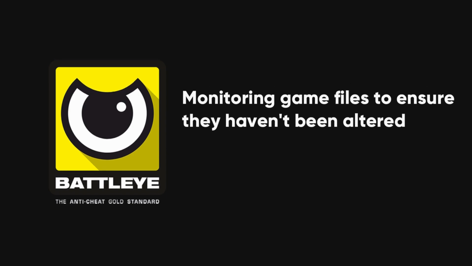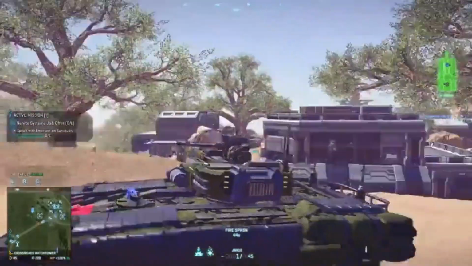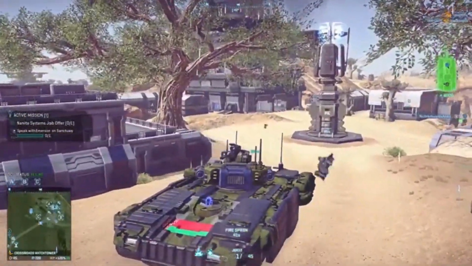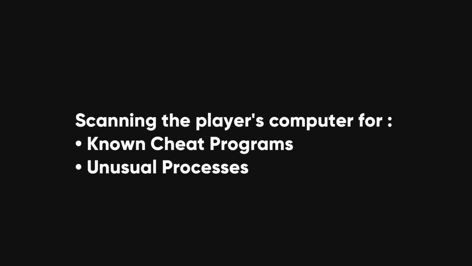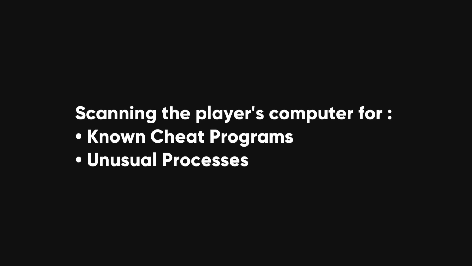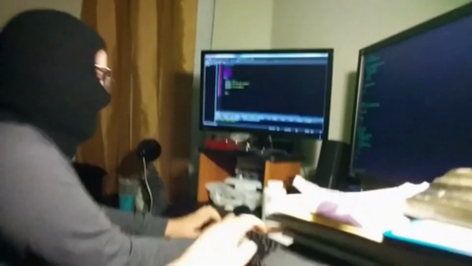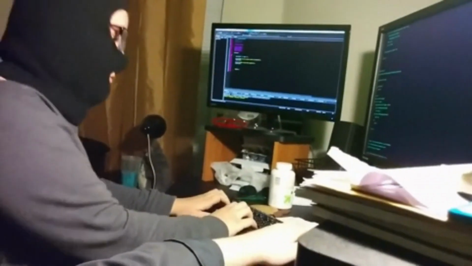and fix issues. Anti-cheat systems work by monitoring game files to ensure they haven't been altered or replaced by cheat programs, analyzing player behavior for unusual patterns that may indicate cheating, like consistently hitting impossible shots, scanning the player's computer for known cheat programs or unusual processes running in the background, and implementing server-side checks to detect and prevent cheating in real time. Hackers use various techniques to avoid detection by anti-cheat systems.